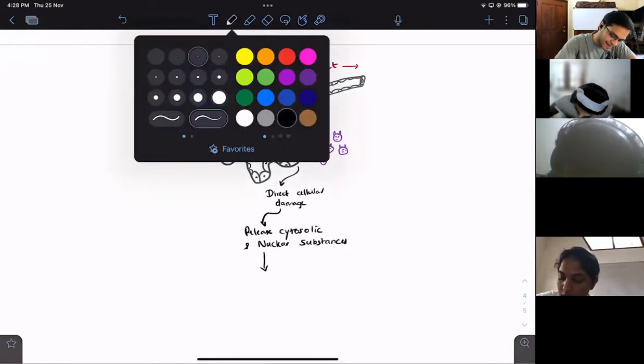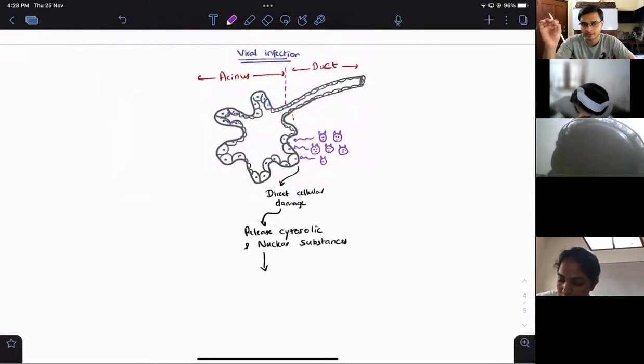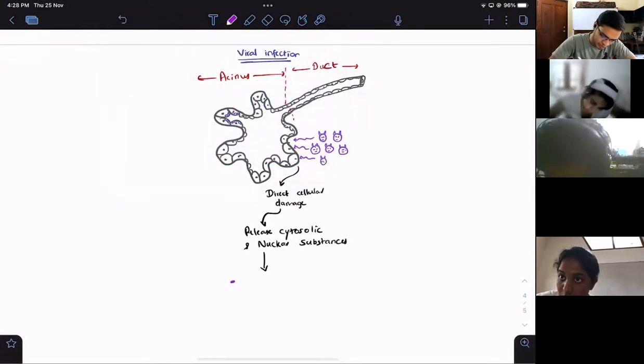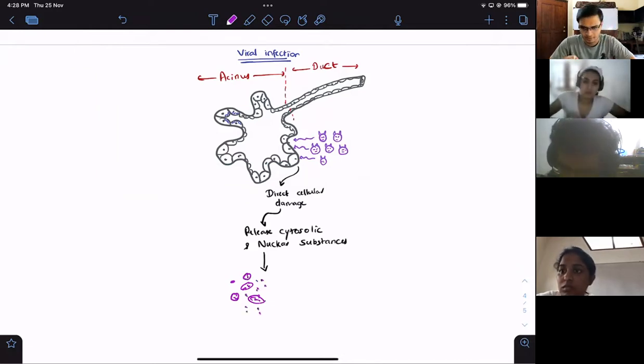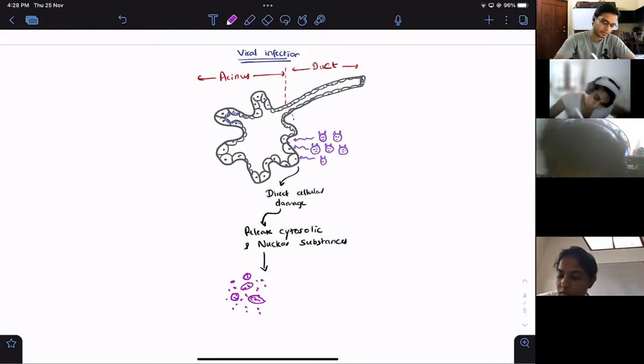Usually cytosolic, any structure from the cytoplasm. It can be ribosomes, mitochondrial particles, whatever damaged particles, lysosomal structures. Anything that was present in the cytoplasm can come out. Apart from that, during cell death, during destruction, any nuclear material also can be released.